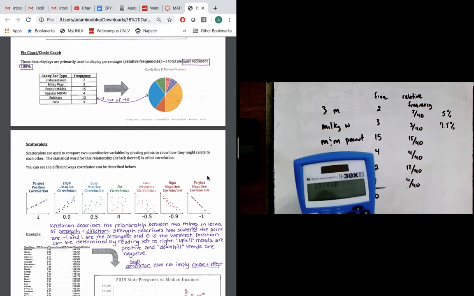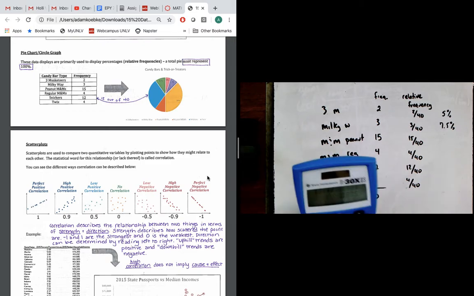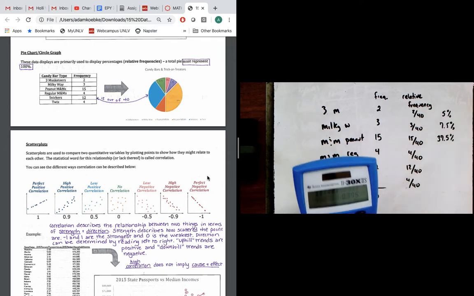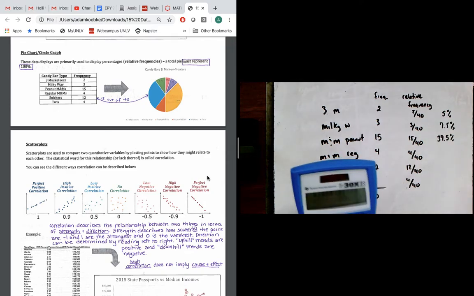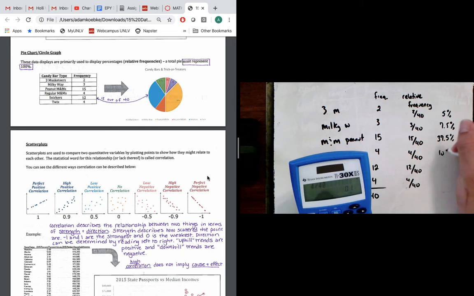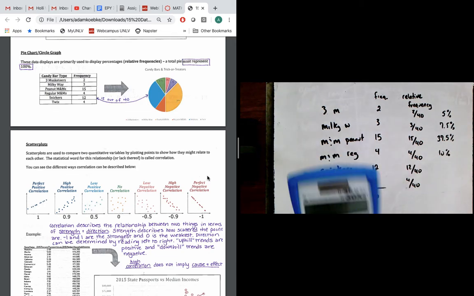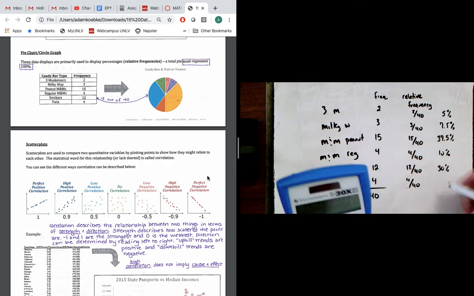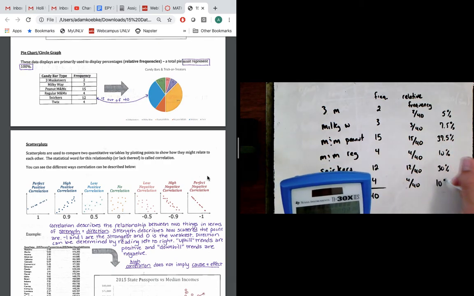15 out of 40, 37.5%. 4 out of 40, 10%. 12 out of 40, 30%. And then another 4 out of 40, which is 10%.